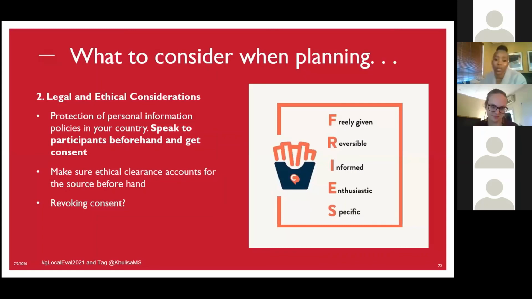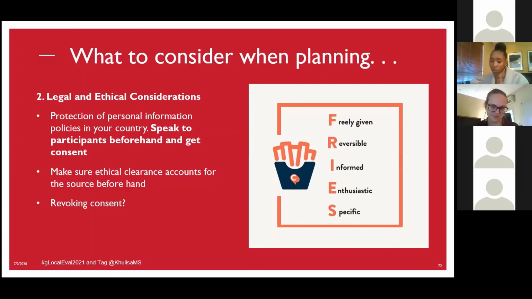So what to consider when planning again? Point number 2, your legal and ethical considerations. NB. Because the protection of personal information is really contentious all over the world. People want to protect the information. They want to know that you'll respect it and you'll treat it with integrity. You won't pass it off to third parties. You know, am I safe? What do I know about what is happening with the information in this group? So you want to speak to your participants.